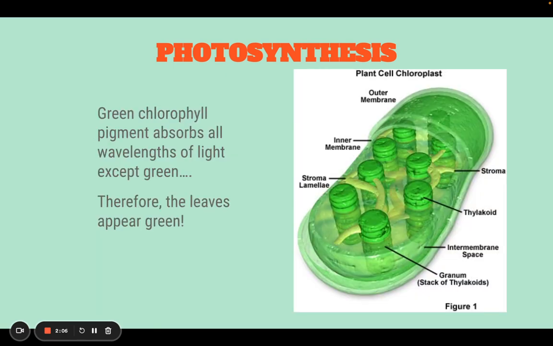Here is a more in-depth picture of what a chloroplast looks like. So the chlorophyll pigment takes in all other wavelengths of light except green, which is why the leaves appear green to our eyes. The green color is being reflected back.